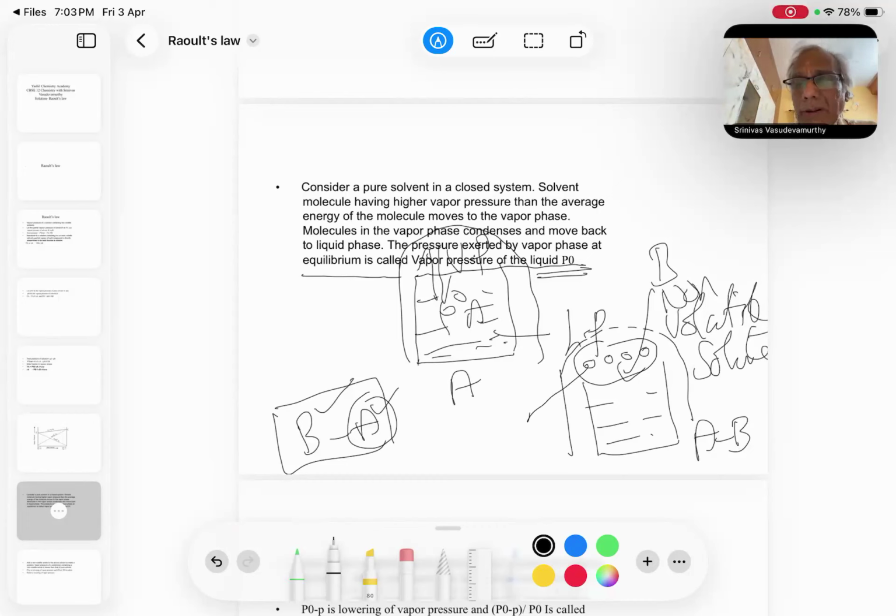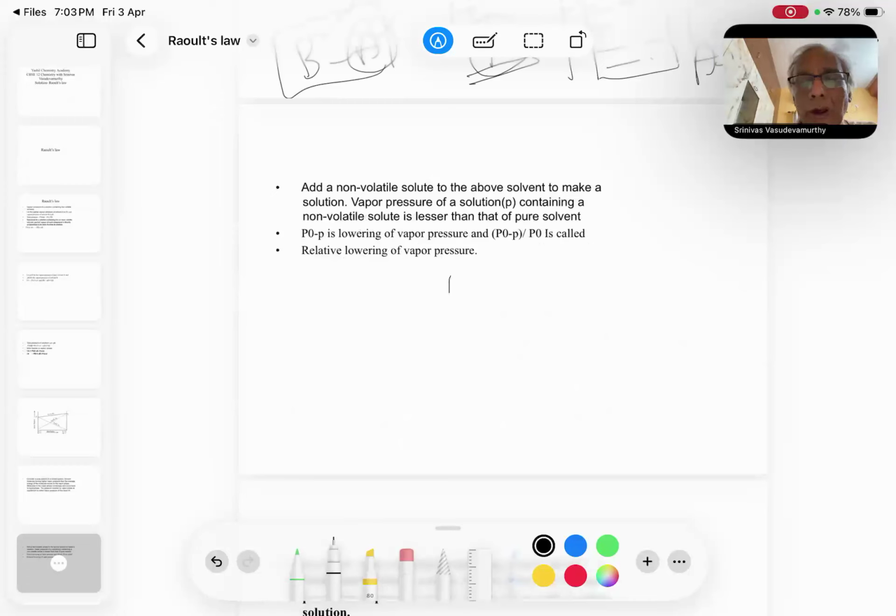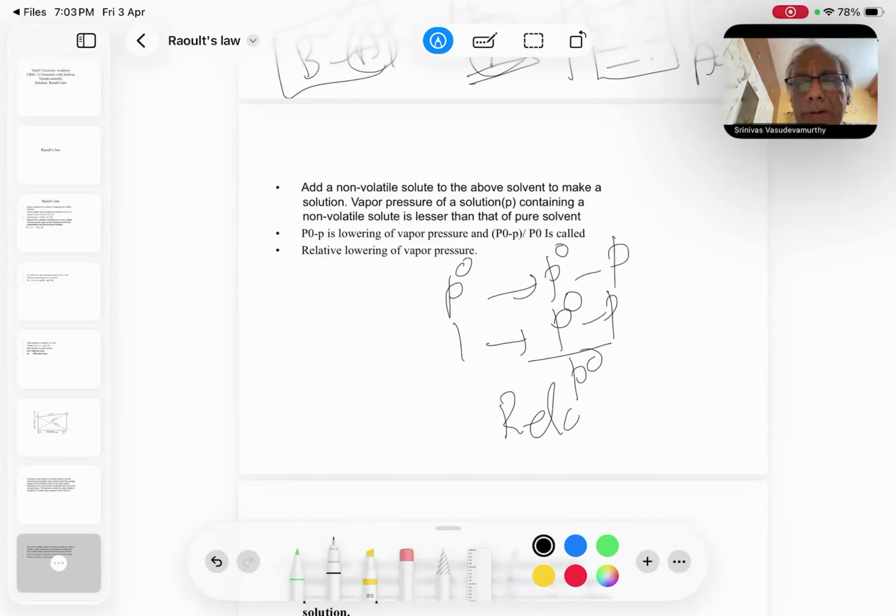Now let us say vapor pressure of the solution AB is P. P naught is the vapor pressure of solvent A. Vapor pressure of the solution containing a non-volatile solute is P. Right. So P naught minus P is called the lowering of vapor pressure. P naught minus P is known as the lowering of vapor pressure. For 1 atmosphere or 1 bar, 1 Pascal, whichever way you want to take, P naught minus P by P naught is called the relative lowering of vapor pressure.